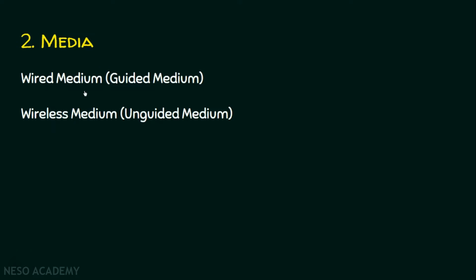In wired medium, there will be a cable that connects two nodes. Whereas in a wireless medium, cable will not be present. Since cables are used to guide the data flow, we call wired medium as guided medium. Whereas there is no cable in a wireless medium, and that is why we call wireless medium the unguided medium. We will see some examples for wired medium and wireless medium.